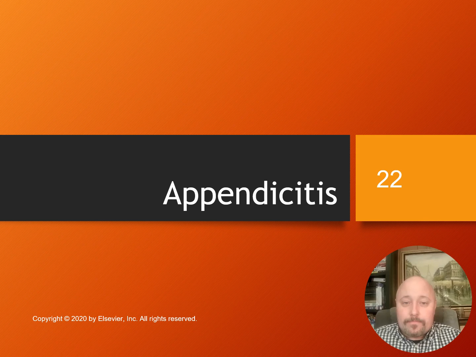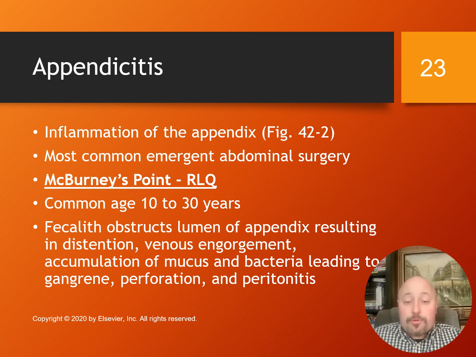Appendicitis. Appendicitis is an inflammation of the appendix. It's the most common emergent abdominal surgery, and it's going to originate in that lower right quadrant, also called McBurney's point. And it has a common age of 10 to 30 years. And unfortunately, there's an obstruction within that appendix, resulting in distension, venous engorgement, the accumulation of mucus and bacteria, leading to gangrene, perforation, and peritonitis.